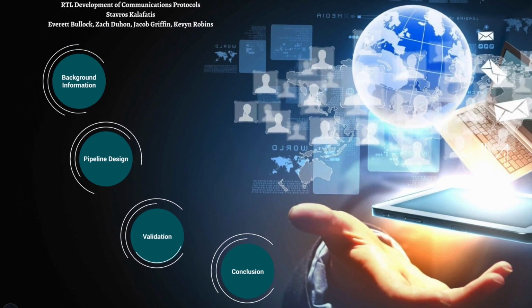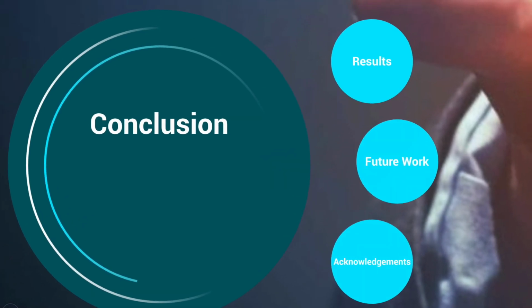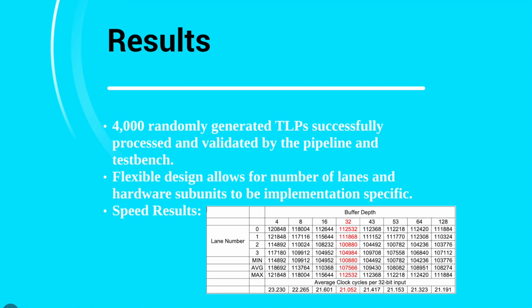And lastly, our conclusion. For results, we were able to generate 4,000 random TLPs, put them through our pipeline, and through our test bench, able to validate that the outputs that we received matched up with the outputs that we expected. This shows that our pipeline can process any TLP that is sent to it.